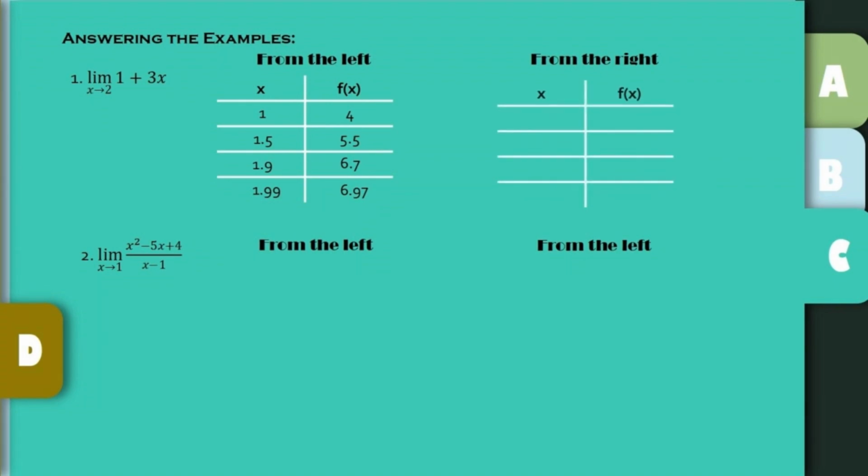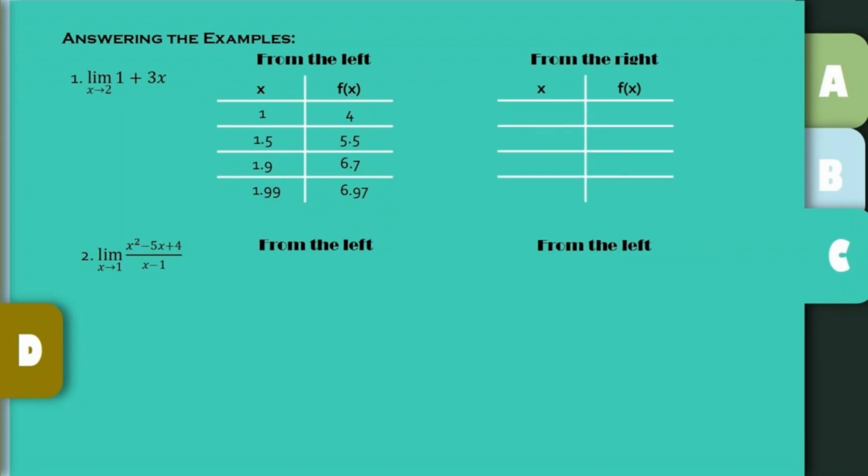Now let's go to the right. From the right, your x will be 3, 3.5, 2.1, and 2.01. Once again, substitute your x into f of x. So we have 10, 8.5, 7.3, and 7.03. As you can see, from the left, the limit of f of x is getting to 7, and the same goes from the right. So the limit of 1 plus 3x as x approaches 2 is equal to 7.